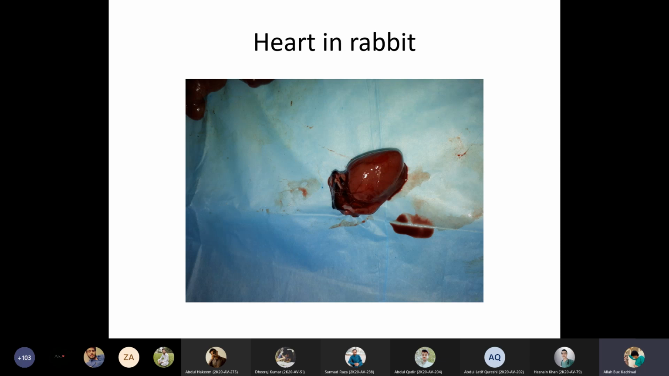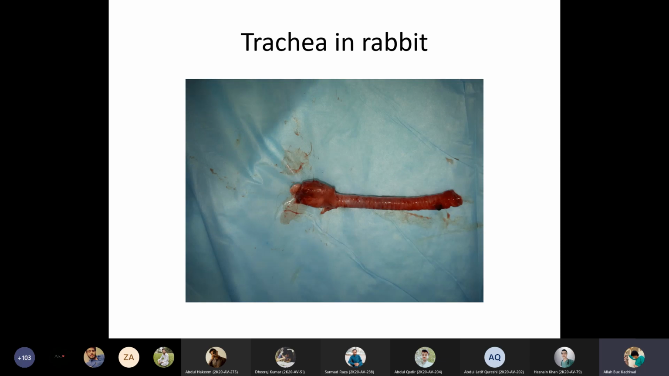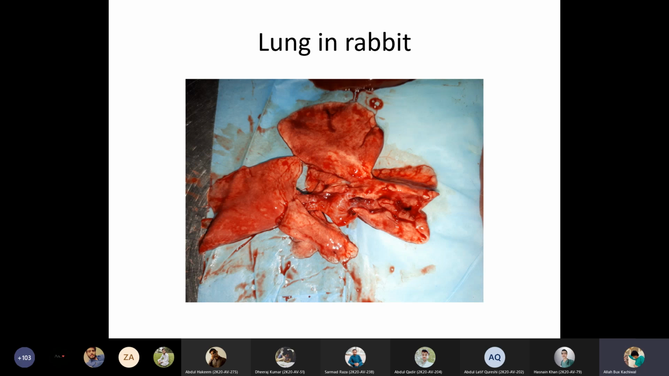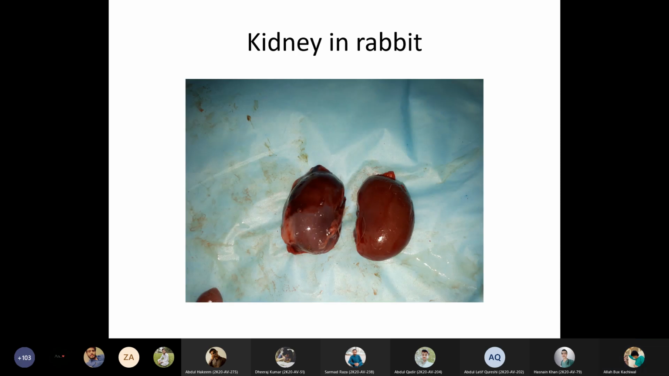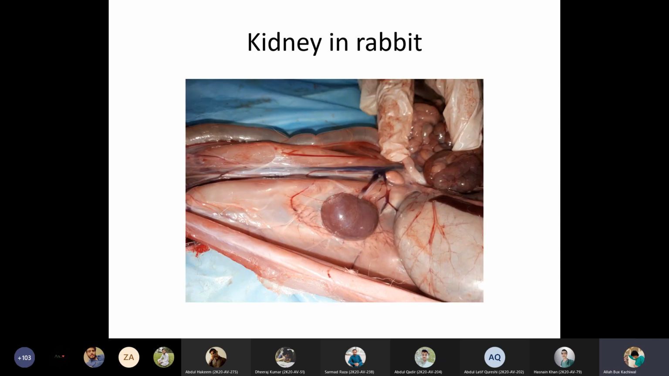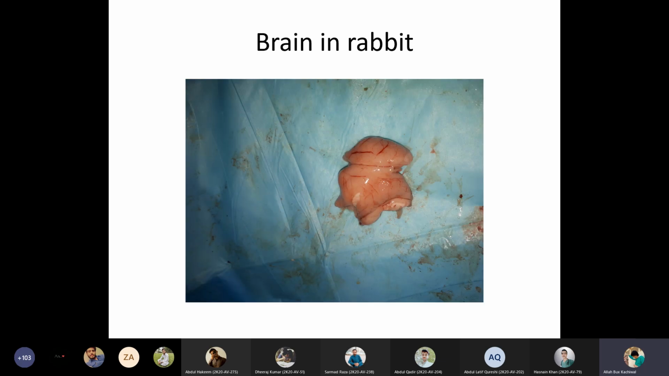This is the portion of the liver of a rabbit, which is showing the rabbit heart, and then this is the trachea of the rabbit, and these are the lungs of a rabbit, and kidneys of the rabbit. So these are the two kidneys of the rabbit, and this is located. The kidneys are located in the carcass, and this is the brain of a rabbit.